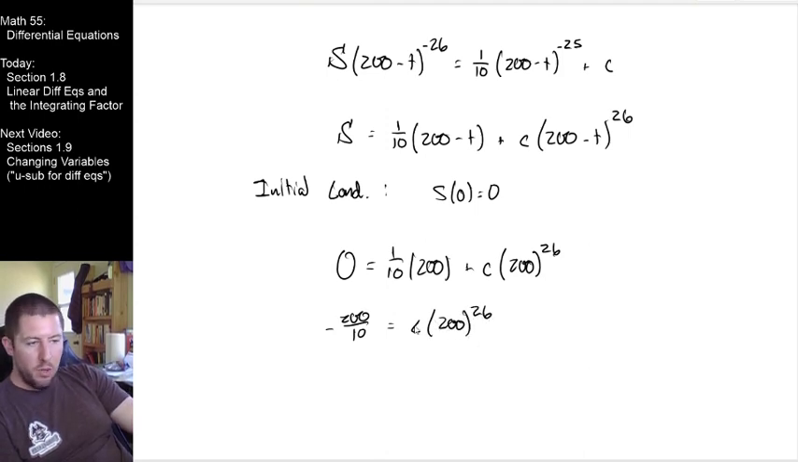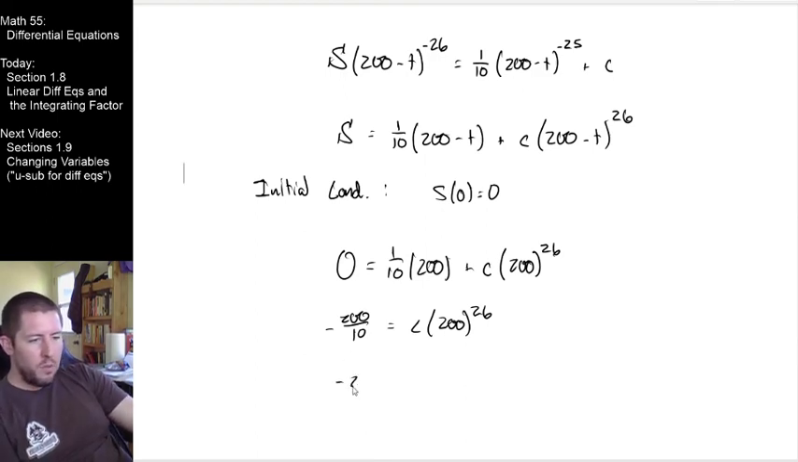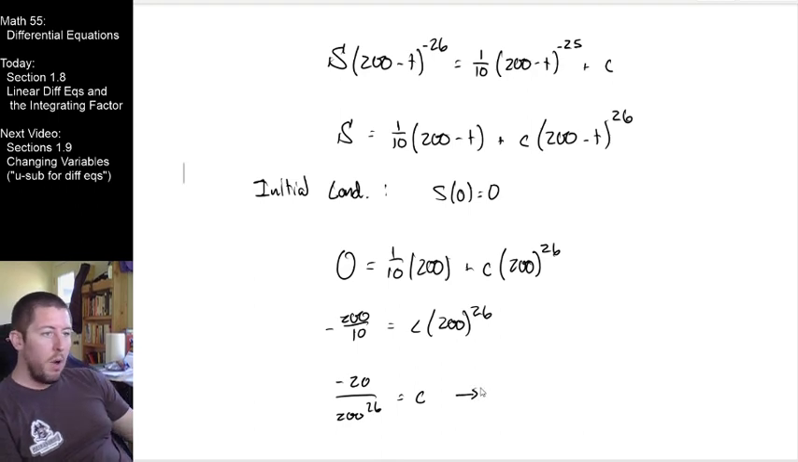So I'm dividing by 200 to the 26th. So I guess I'm getting, oh, wait a minute. Okay, so that's negative 20 over 200 to the 26th. That's one of the grossest C's I've ever solved for in my life. But we can go ahead and slap that into our equation here and get our overall S of t equation.